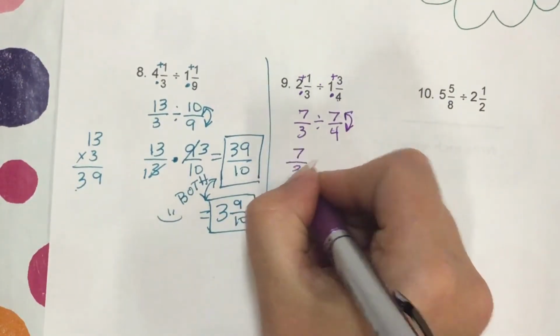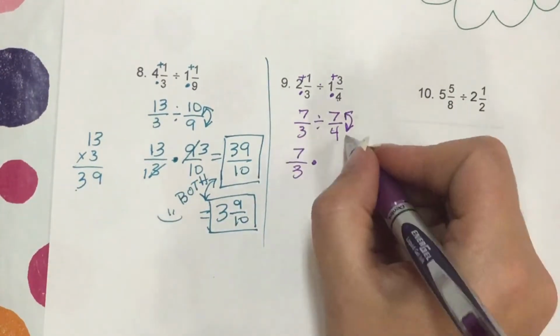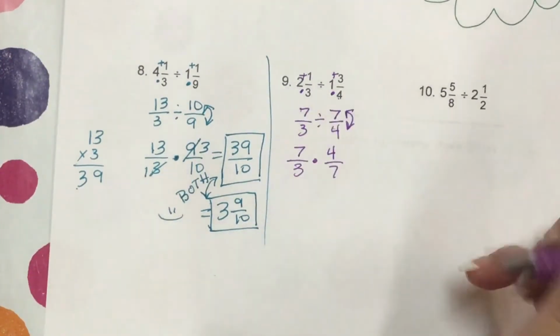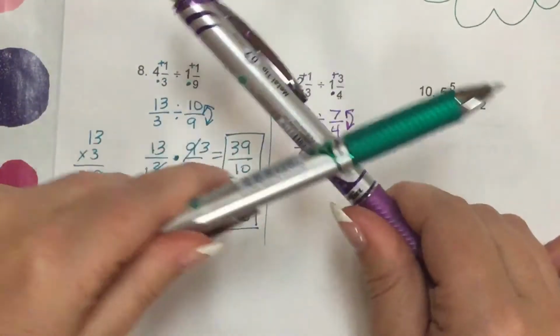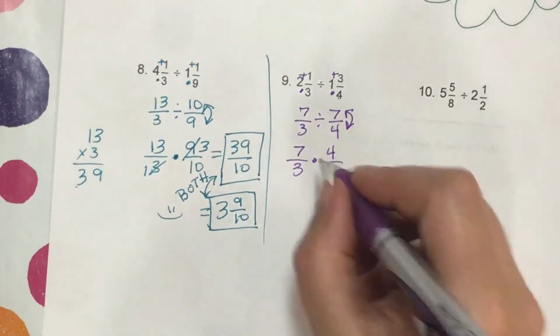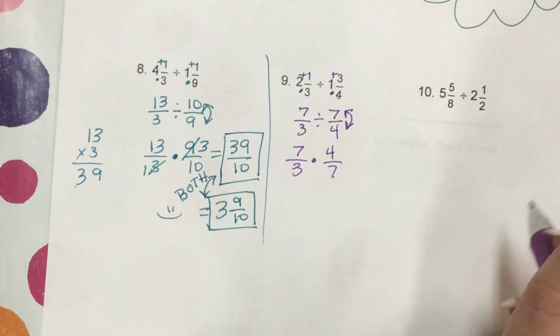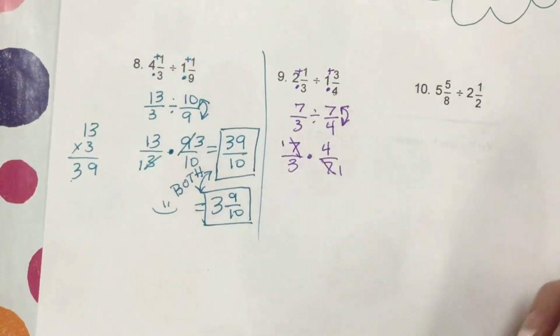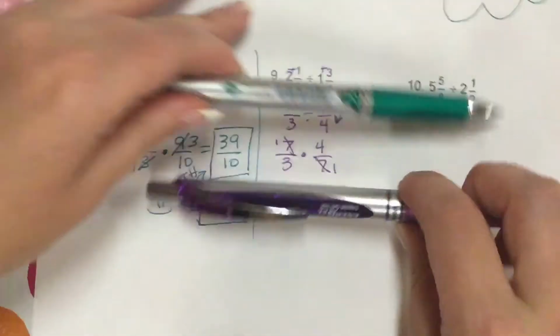And we can invert it when we change it to a multiplication problem. And then it becomes 4/7. And then now it's just multiplication. So we look to cross cancel. Are there any common factors between 4 and 3? The answer is no. What about 7 and 7? Yes. 7 goes into 7 one time. 7 goes into 7 one time. Perfect. So now we just look to multiply across.